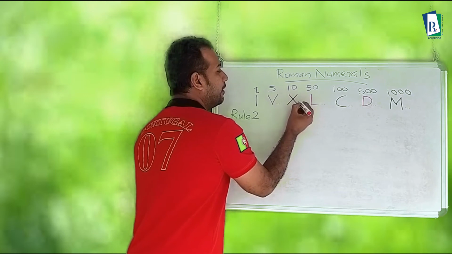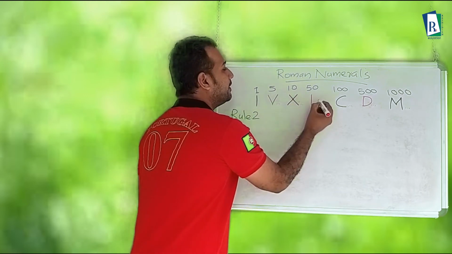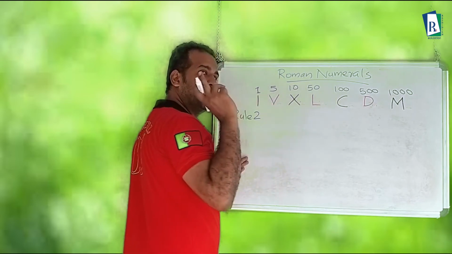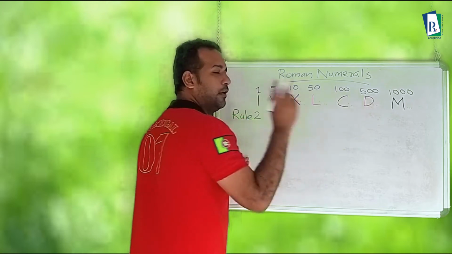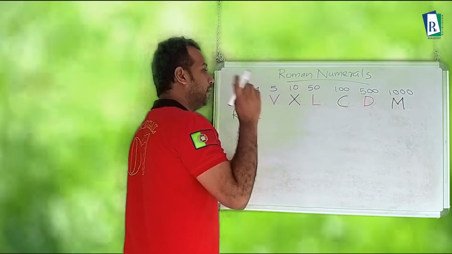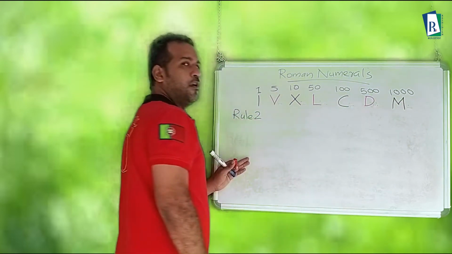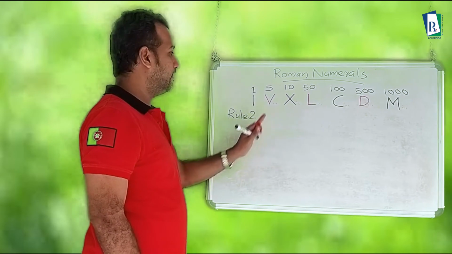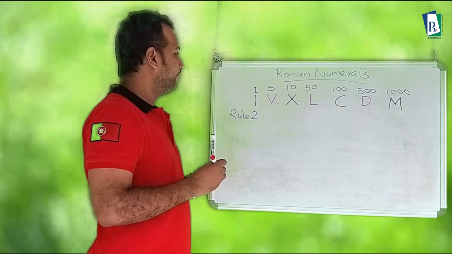right side of the 10 only one time. This 5 you can write right side of this 50 only one time. You can write the 5 right side of the 100 only one time. You can write this 5 right side of the 500 only one time. You can write this 5 right side of the 1000 only one time. Understood this? This red color you can write only one time.